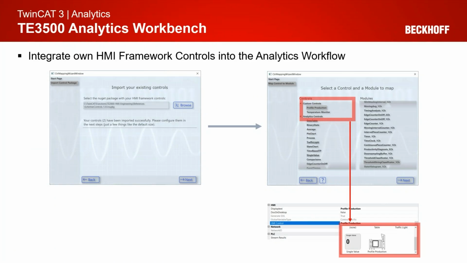Important to know is that we are able to integrate your own HMI framework controls, everything based on your TwinCAT 3 HMI, for sure. Then you can store your own HMI framework controls in a NuGet package, and then you are able to load this NuGet package, and we show you the custom controls, like here, this profile control for window machines. And this profile control can then be mapped to different algorithms of TwinCAT Analytics.